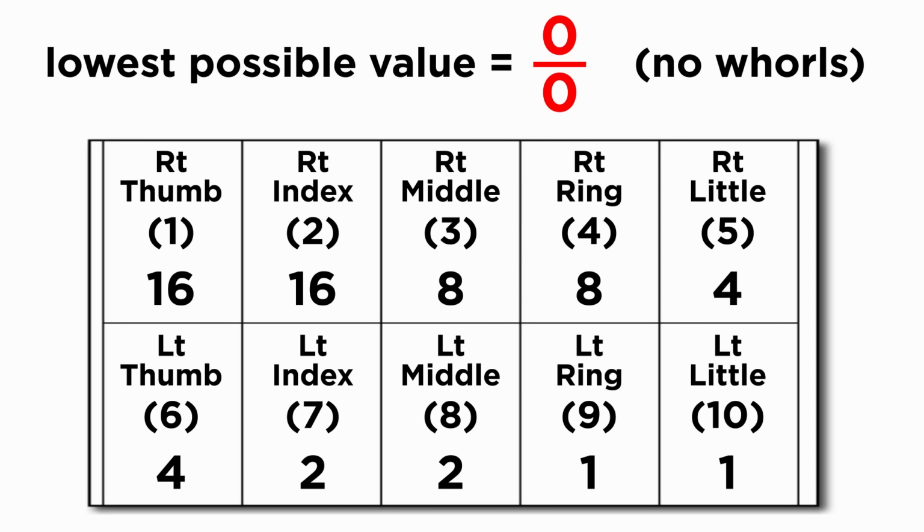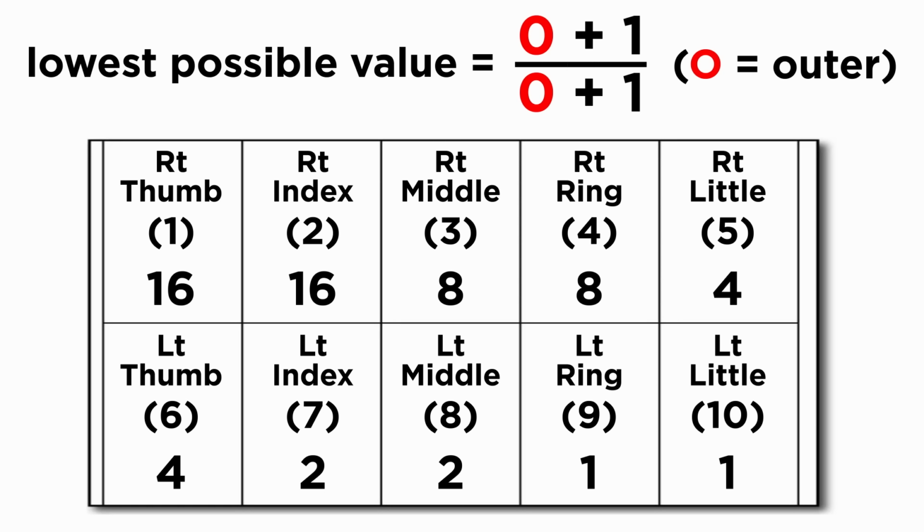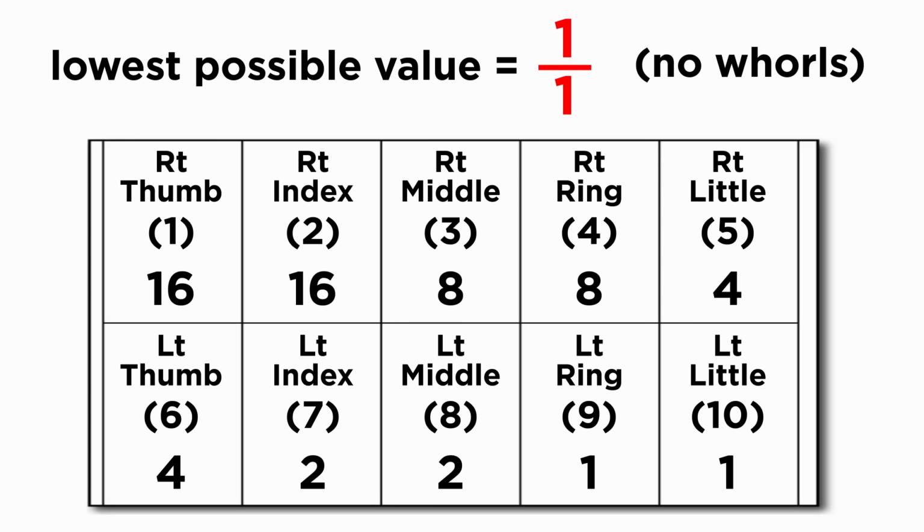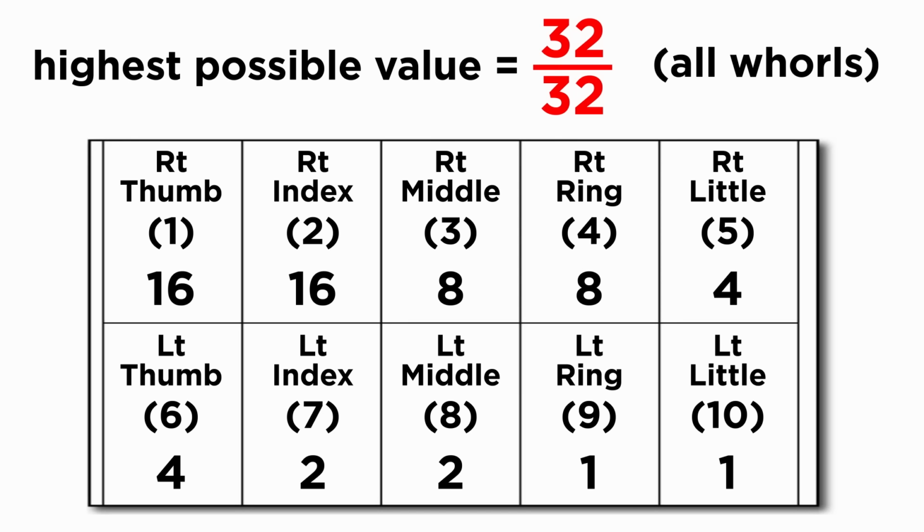So the lowest possible value for primary classification will be 0 over 0, right? Actually, that's wrong. To avoid confusion between the numeral 0 and the letter O, which is used in ridge tracing to denote an outer whorl, 1 is added to both sums. So 1 over 1 becomes the lowest value, and 32 over 32 will be the highest value when all fingerprints are whorls.